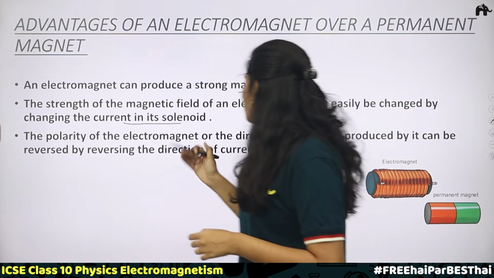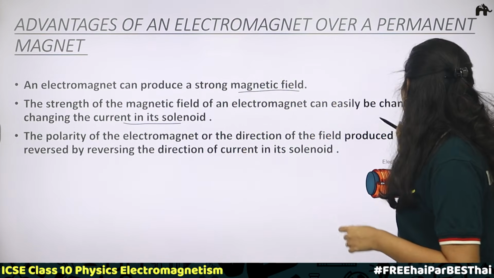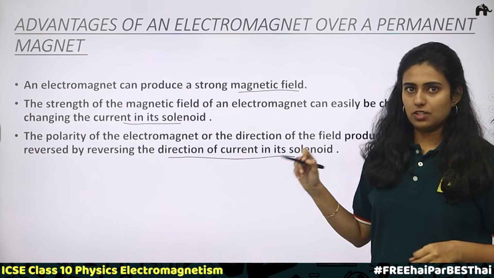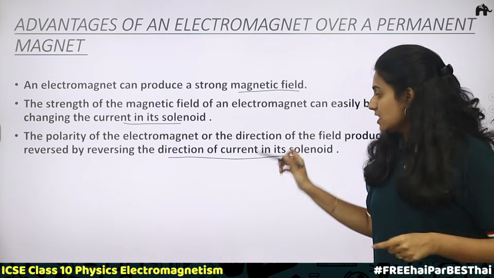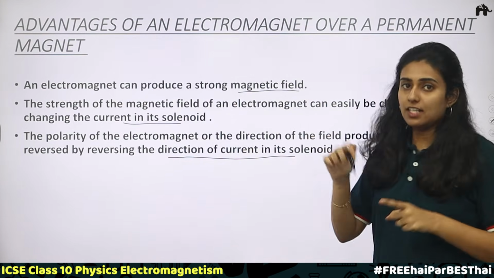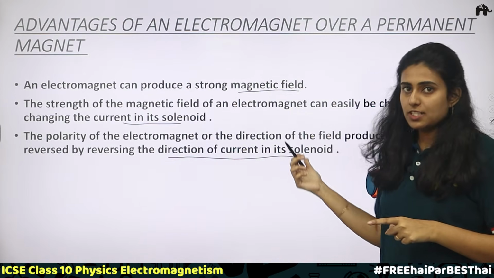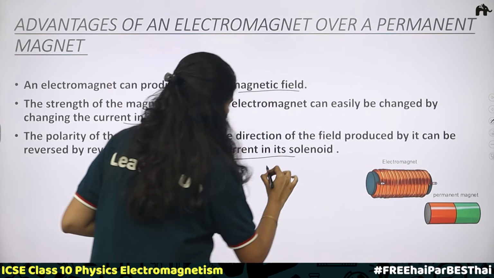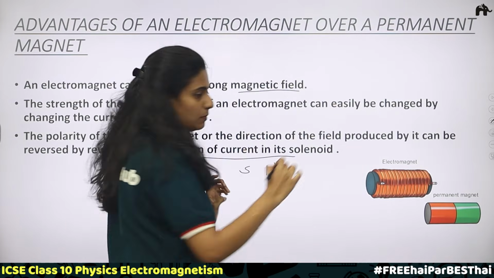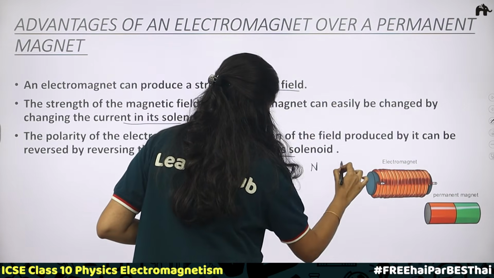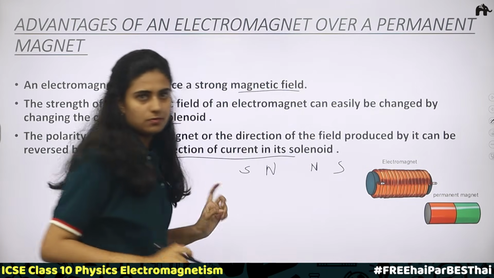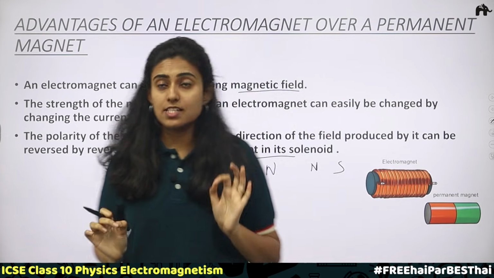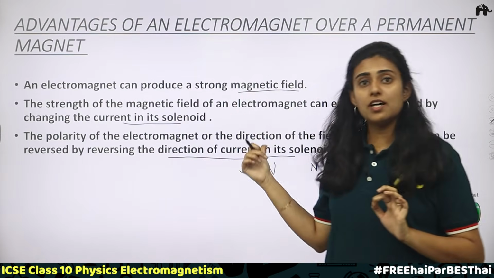The polarity of the electromagnet, or the direction of the field produced by it, can be reversed by reversing the direction of current. When the current direction is reversed, the battery's terminals are changed. What happens? The flow of current will be in the opposite direction. Similarly, the polarity changes. Initially, if it was north-south, now it will become south-north. This exchange will happen in polarity. So, these are the advantages of an electromagnet compared to a permanent magnet.